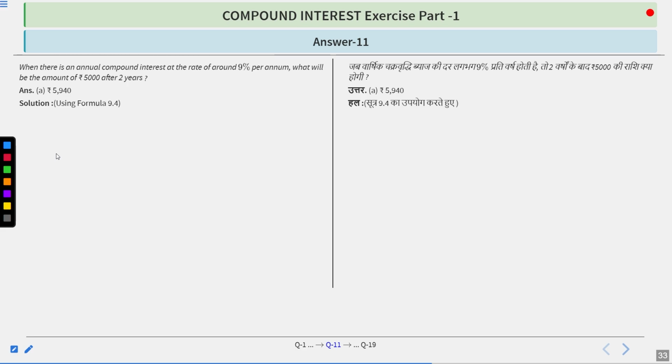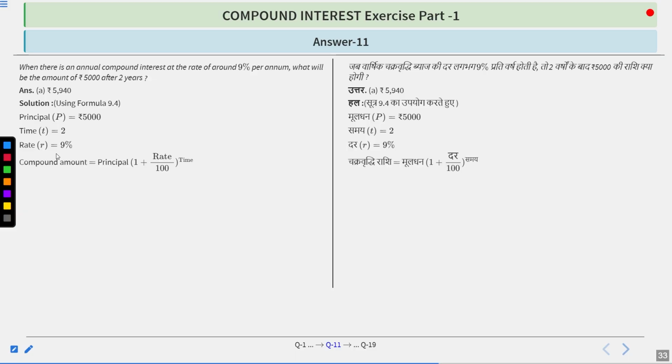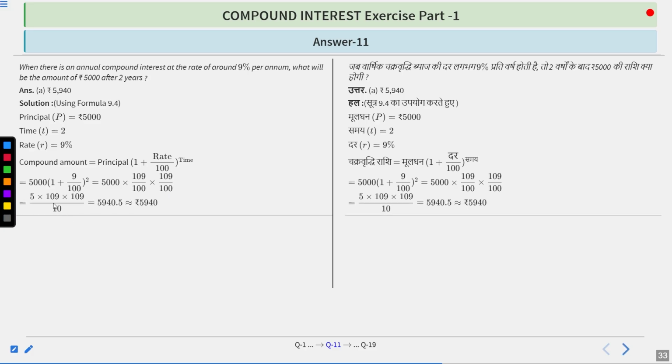And we are going to use formula 9.4 to solve this question. Principal P was rupees 5,000, given in the question. Time was 2 years and rate of interest was 9% per annum. Therefore, compounded amount is equal to principal into 1 plus rate upon 100 raised to time, according to formula 9.4. Therefore, 5,000 into 1 plus 9 upon 100 whole square is equal to 5,000 into 1 plus 9 upon 100, which is 109 upon 100. Here power is 2, so we have written 109 upon 100 into 109 upon 100. That becomes 5 into 109 into 109 upon 10. That is equal to 5,940.5, or approximately 5,940. So option A is the correct answer.